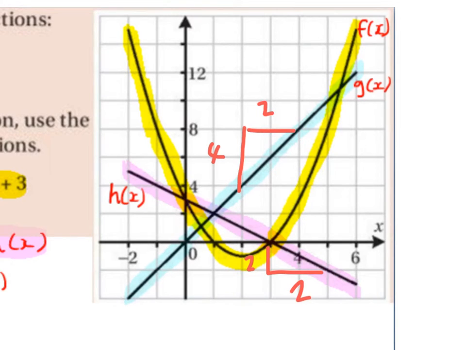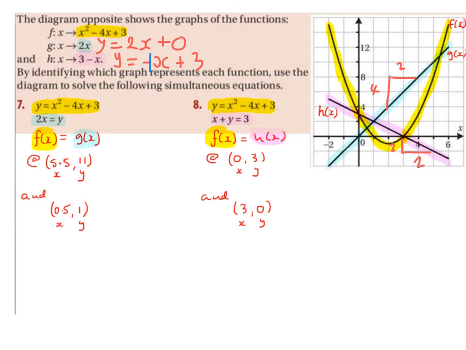Okay, so one of the points of intersection is right here, and it has an x value of 3 and a y value of 0. So 3, 0 is one of our points of intersection. And our other point of intersection between the pink and the yellow graph is here, and it has an x value of 0 and a y value of 3. We're interested in where these two graphs are equal, so their points of intersection or where they cross or meet, and that is 0, 3 and 3, 0.